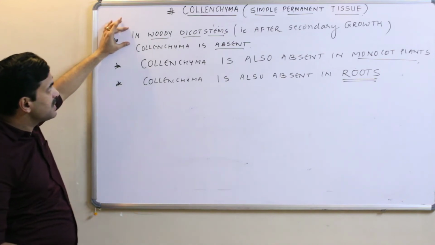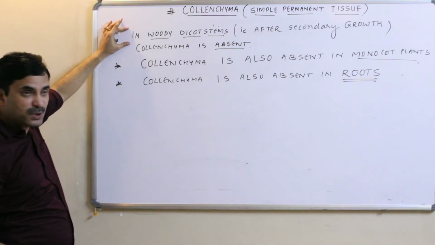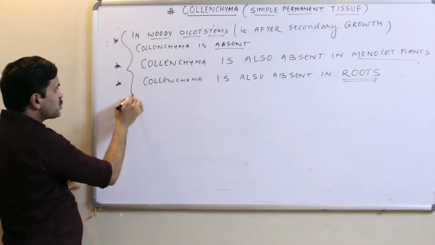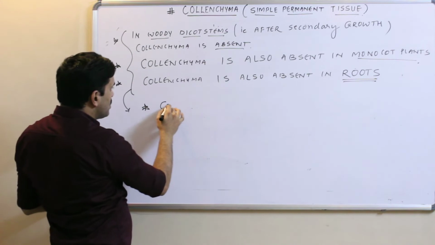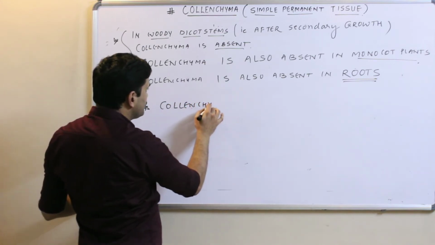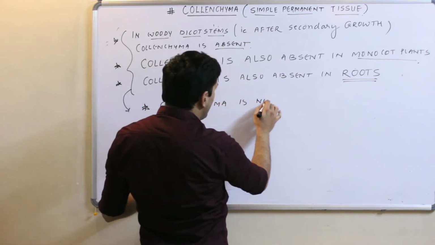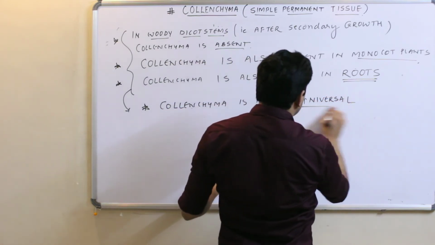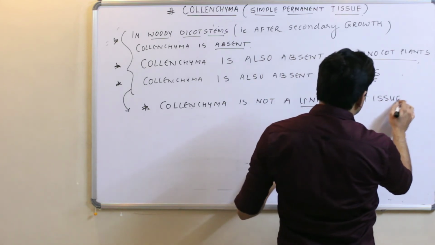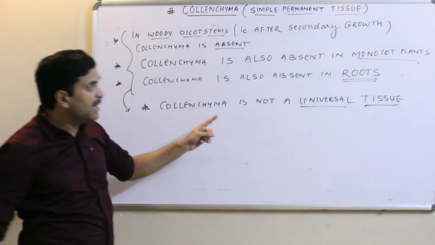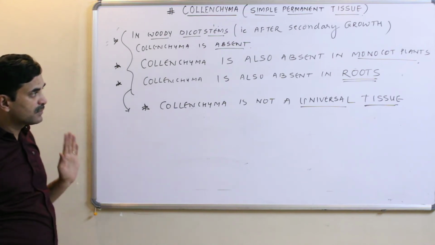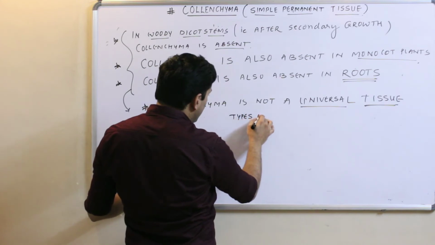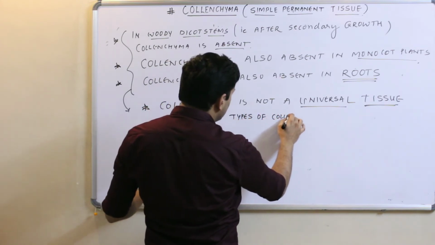So we can say that collenchyma is absent in woody dicot plants after secondary growth. It is absent in monocot plants. It is absent in roots. So can I say that collenchyma is not a universal tissue because it is absent at many places? It is not a universal tissue. Got it? Alright. Now we will be discussing the types of collenchyma.